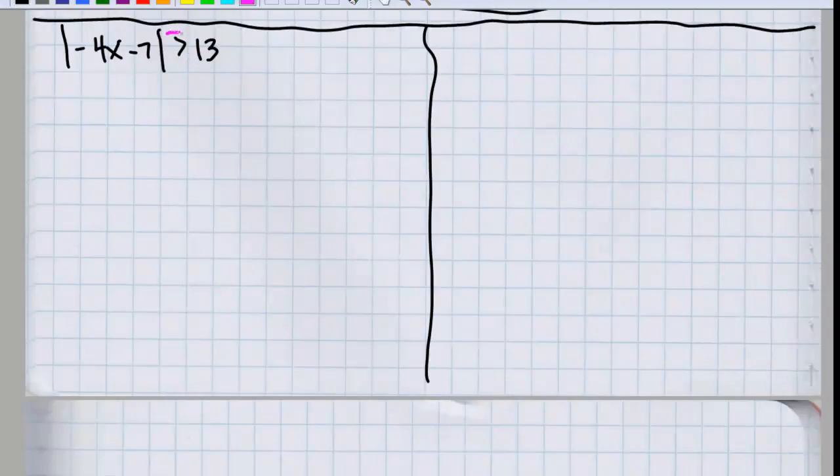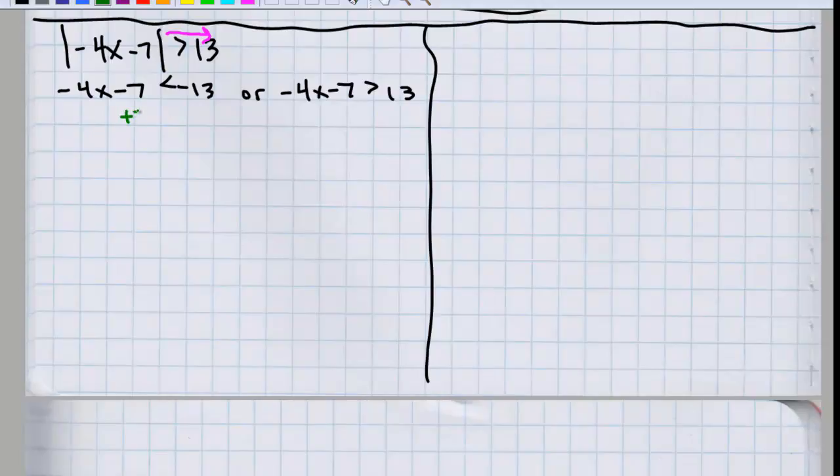Because the arrow is going away, I know I have two different equations and not one together. It's going away. So we set it up: negative 4x minus 7 is less than negative 13, or negative 4x minus 7 is greater than positive 13. And then we solve both of these. Add 7 to both sides. On the left-hand side, we get negative 4x is less than negative 6.